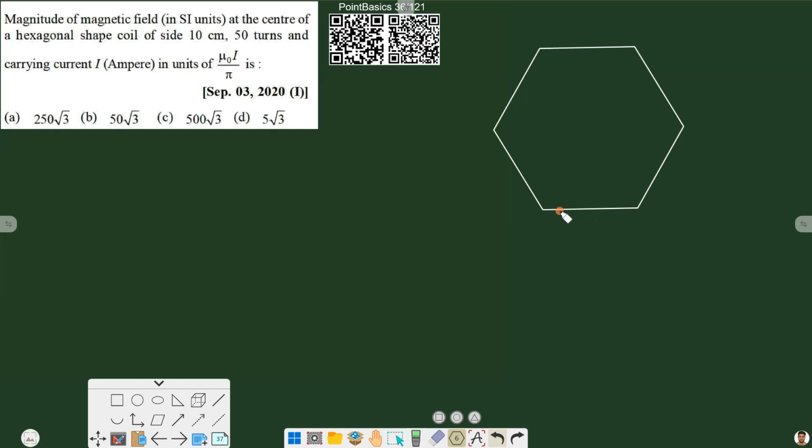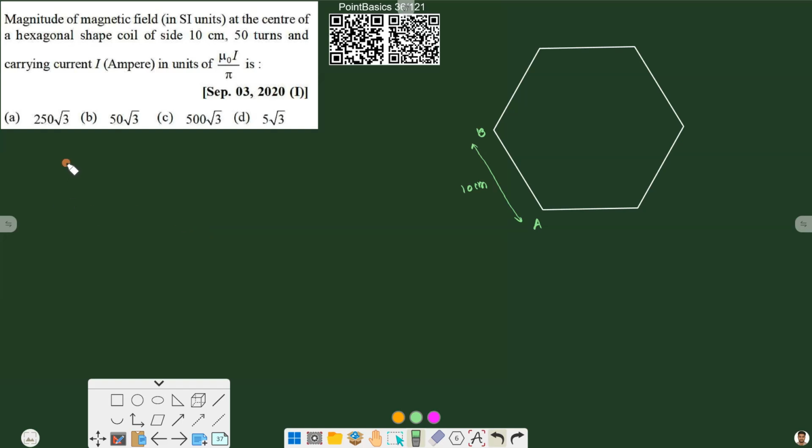Suppose this is our hexagon with each side 10 centimeters. So A to B, that distance is 10 centimeters. Now we don't have any direct formula for a hexagon, but what we can do is use a formula for the magnetic field due to a straight current-carrying conductor.